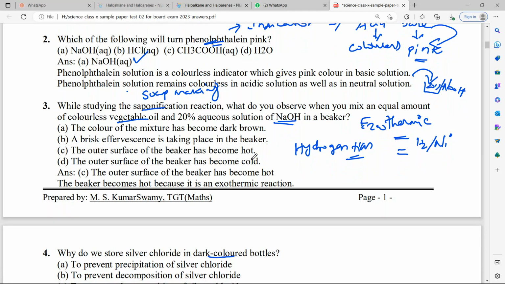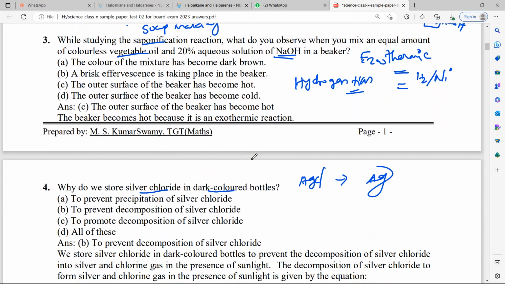Why do we store silver chloride in dark colored bottles? We are talking about AgCl. AgCl will decompose into Ag. That will be the right answer here: to prevent the decomposition of silver chloride. We store silver chloride in dark colored bottles to prevent the decomposition of silver chloride to silver and chlorine gas in the presence of sunlight.